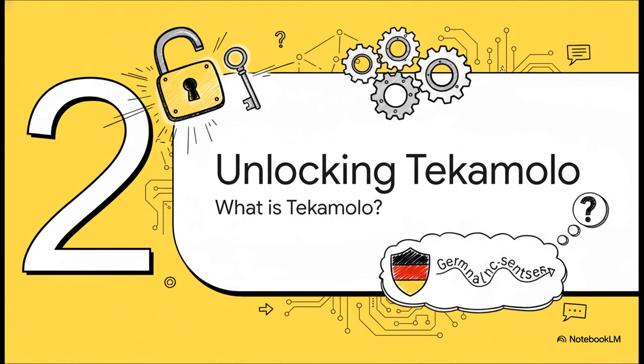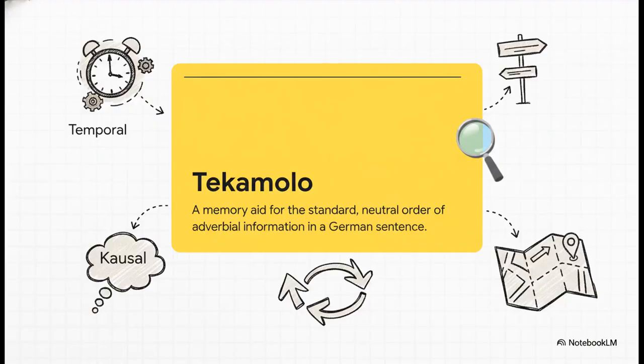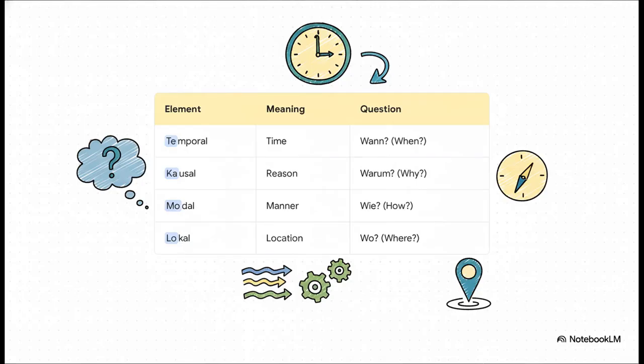Okay, so let's unlock the code. What is TEKAMOLO? Well, think of it like a mnemonic, kind of like a secret password for building German sentences that sound way more natural. Basically, TEKAMOLO is a little memory trick that gives you the standard default order for all the extra details in a sentence. Each part of the word stands for a specific kind of information: temporal, causal, modal, and local. And check this out. This table breaks it down perfectly. Each piece of the word answers a question.